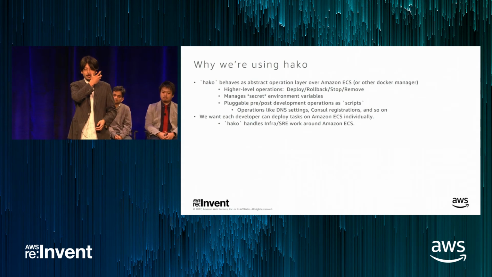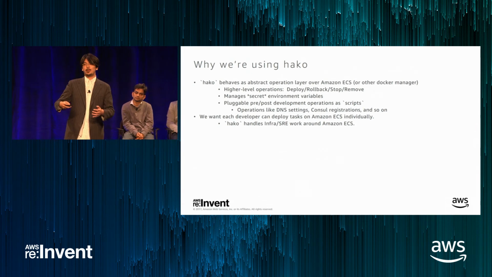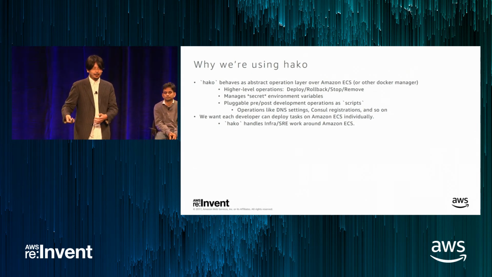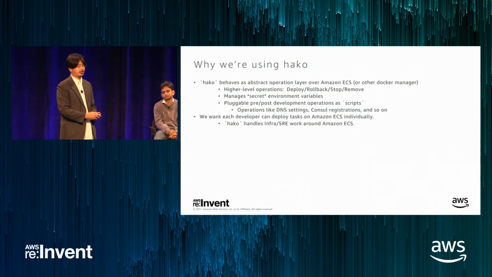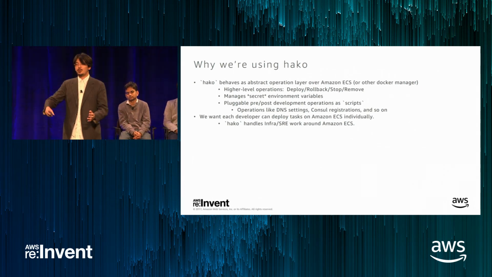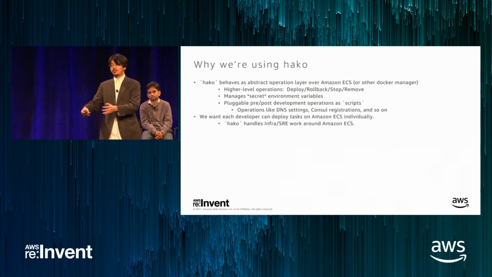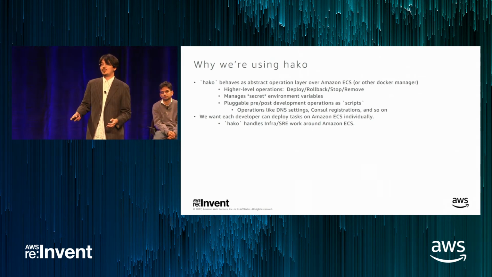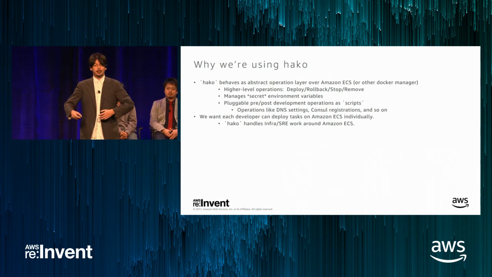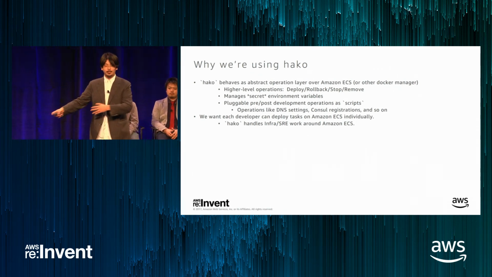I'm going to explain why we don't directly call the ECS API, but instead use Hako and call the ECS API indirectly. First of all, we needed to perform higher level operations on ECS, like deploying a new version of the application or rolling it back. And for that, for example, the git commit hash or revision is what you refer to when you decide which version to deploy or roll back.